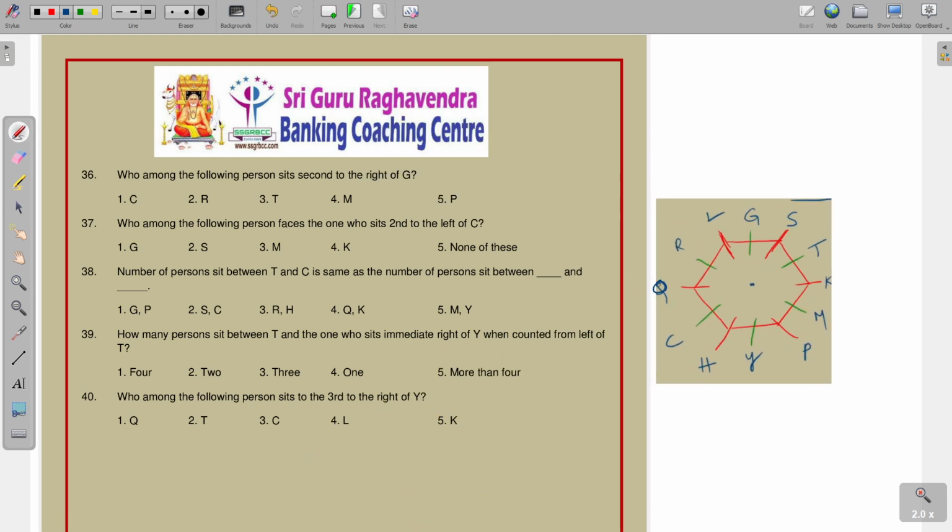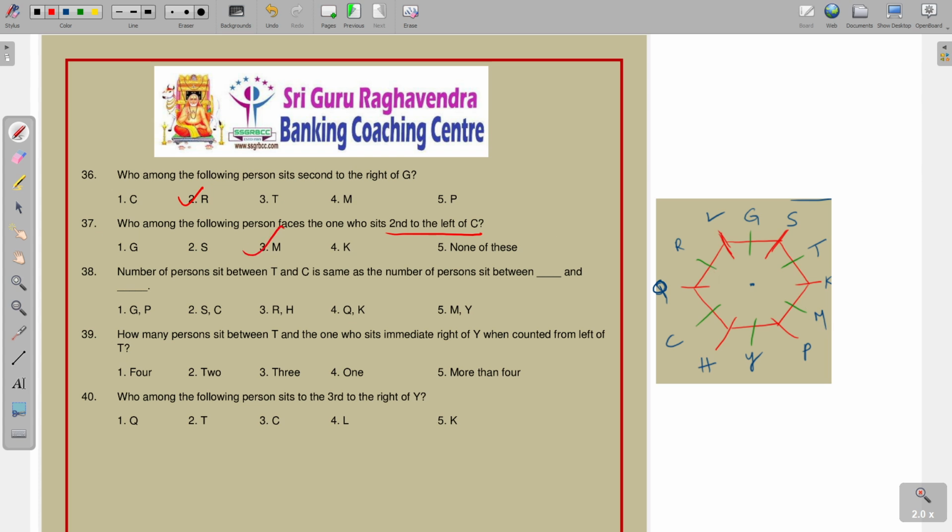See the first question. Who among the persons is seated second to the right of G? Second to the right of G, that is R. Who among the following persons faces the one who is second to the left of C? From C, R is the second to the left of C, and M is facing R.